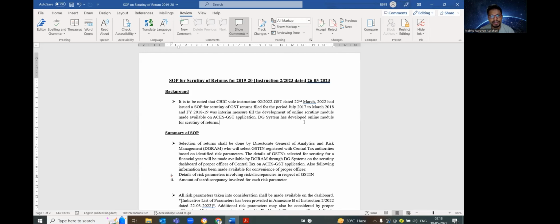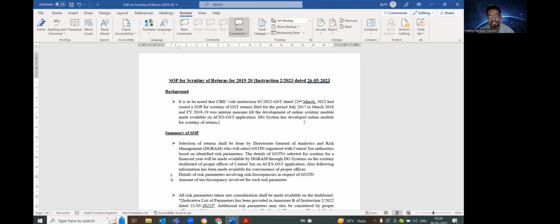We need to understand the SOP because of how the government is scrutinizing the returns, how they can identify the issues that may arise, how they will do the scrutiny, and how audits are issued for GST returns filed by us. What things will the department consider for scrutiny of returns, and what we need to consider while filing the returns, so that we are aware of the issues that may arise in the future.